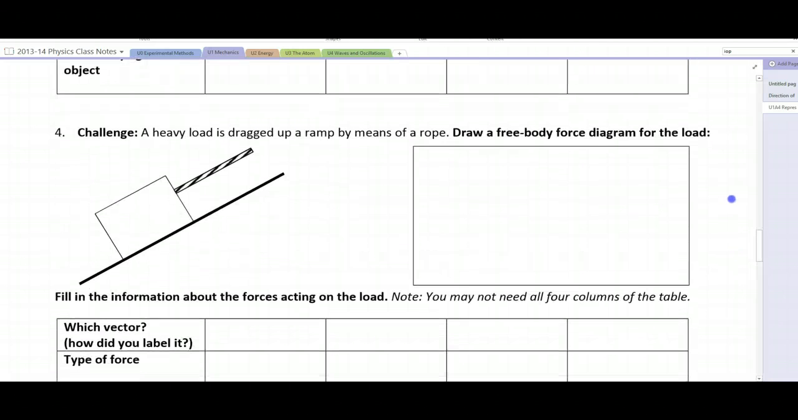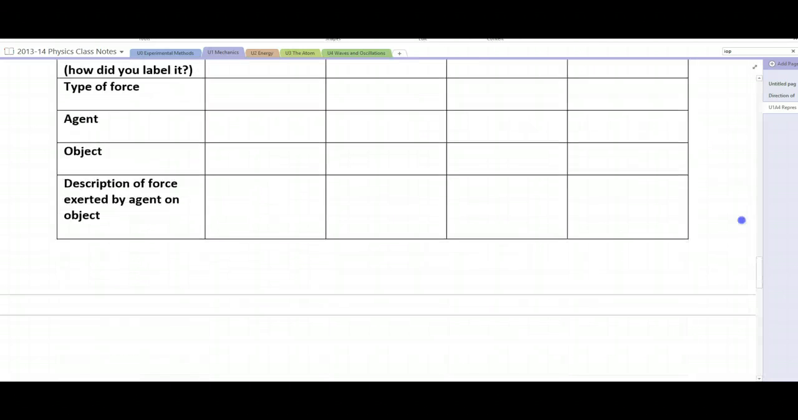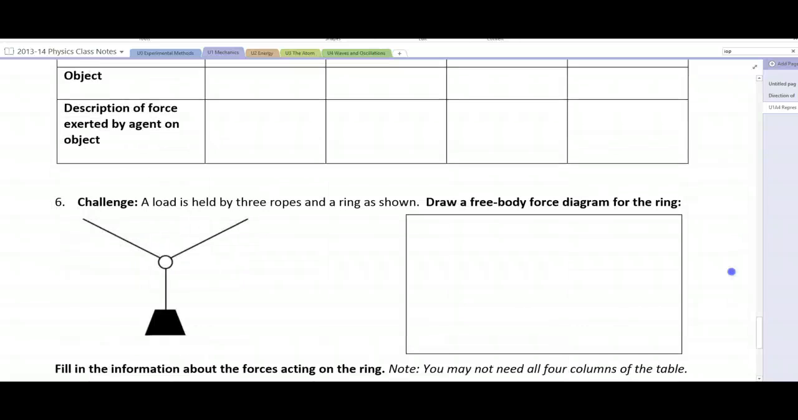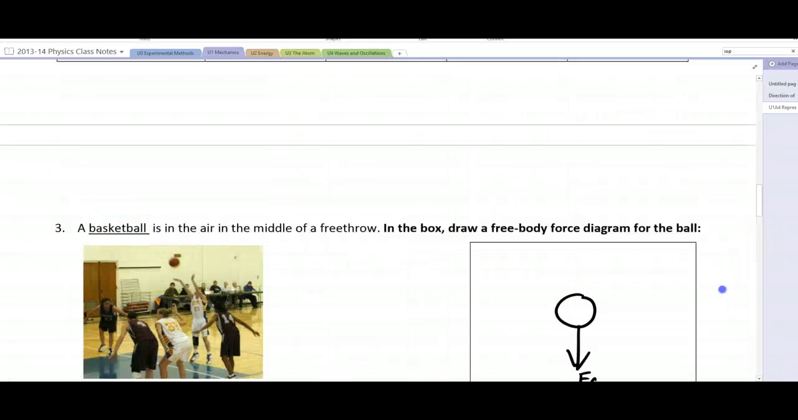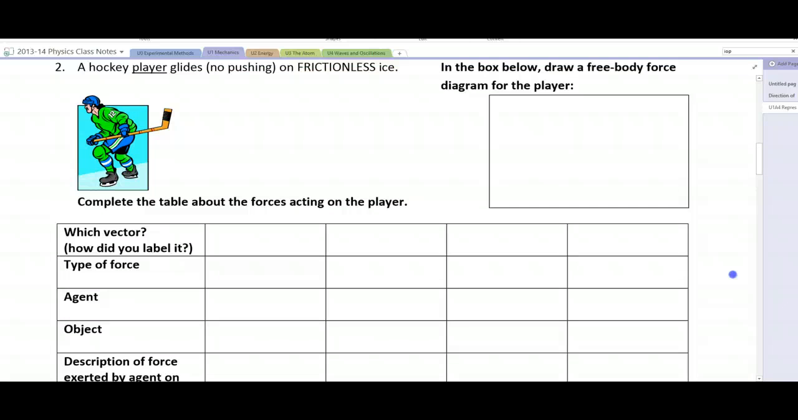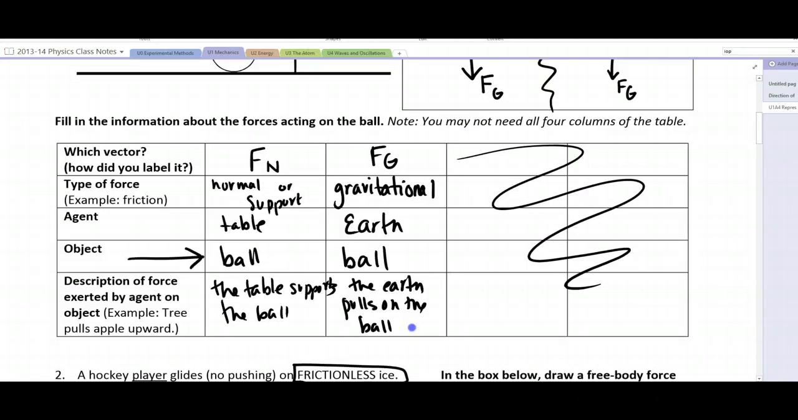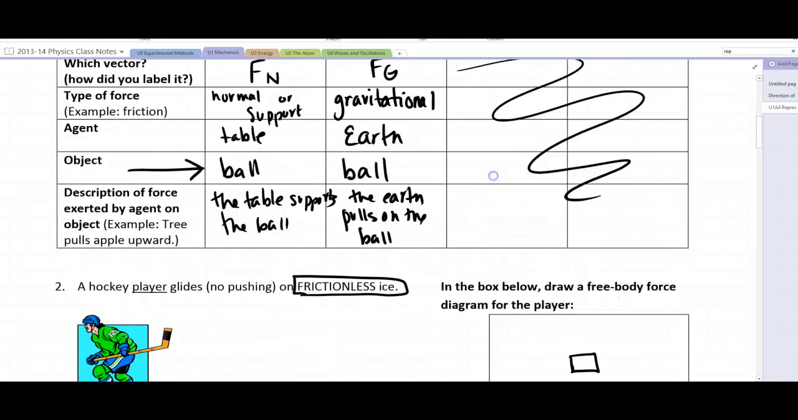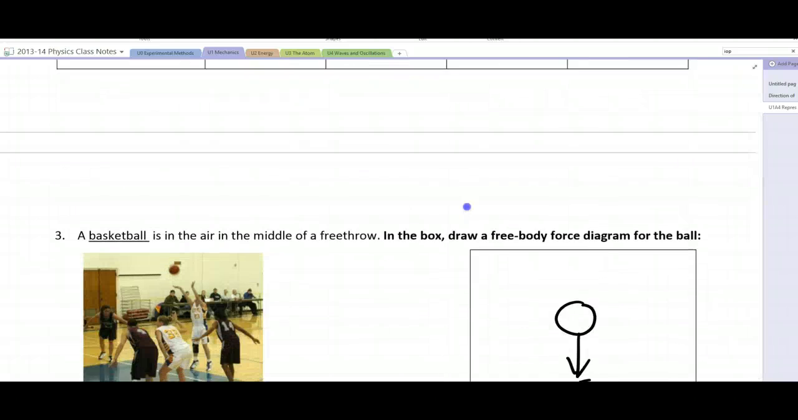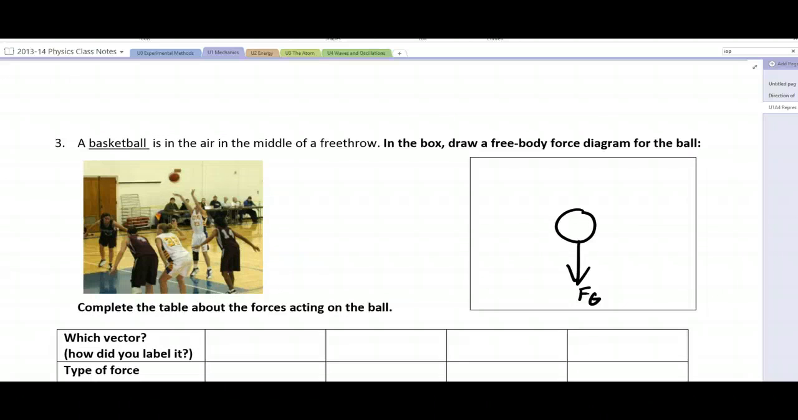And then finally, we have some challenge questions. You don't really have to answer those right now. So give the basketball one a try. Try the hockey player. I want you to really think about the hockey player. Frictionless ice. So think about what forces, what agents are actually pushing on that hockey player. Remember, you can just draw the hockey player as a square. So you have the example up here, what you need to write. And you should be able to finish numbers 2 and 3. We'll go over these again and do some more examples in class tomorrow.